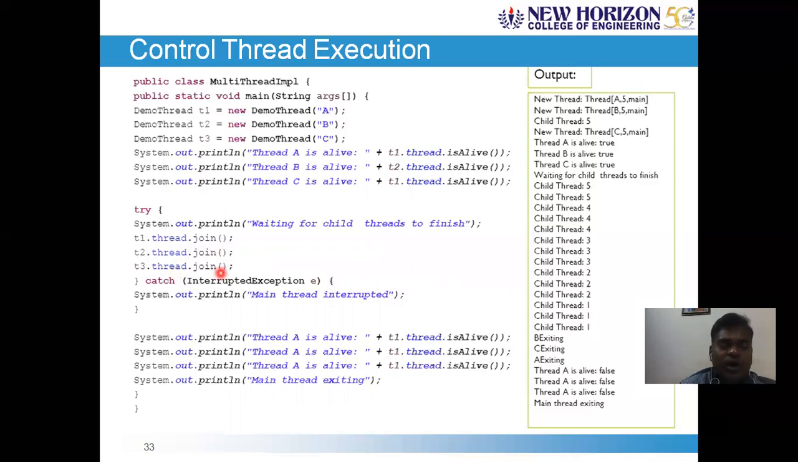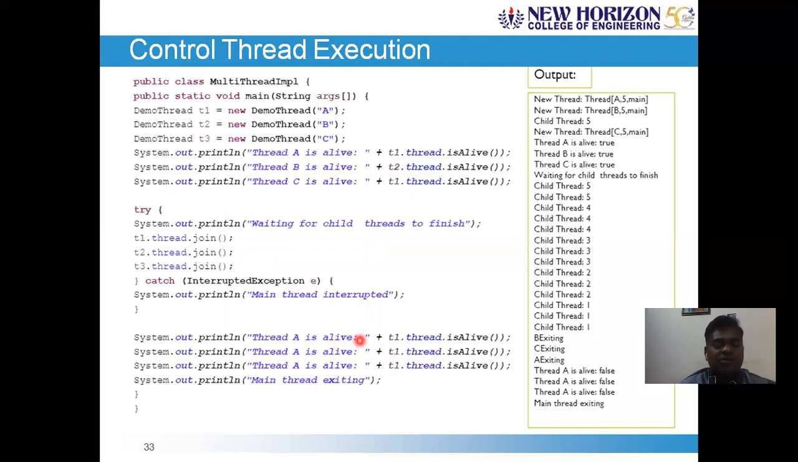And of course, the join method makes the thread wait, and it throws the InterruptedException. So handle that exception and print a message, main thread interrupted. After that, you can test whether each of the threads we have used, T1, T2, and T3, which made a call to the join method, has completed its job or not. So you can again make a call to the isAlive method.